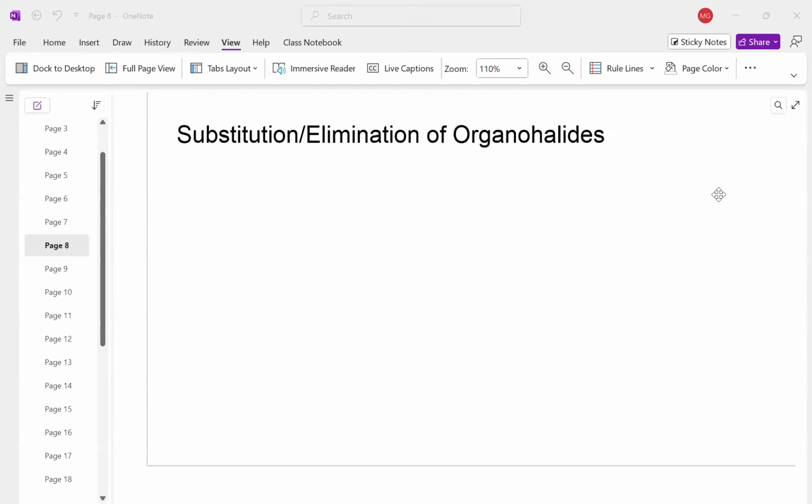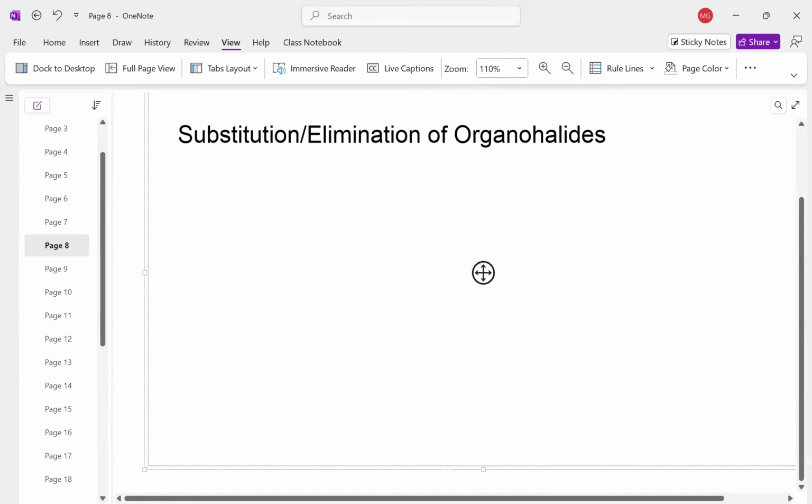Hi, we're going to spend pretty much almost the rest of this entire unit talking about two very common reactions that organohalides will undergo. These two types are called substitution and elimination, depending on what the end result is.